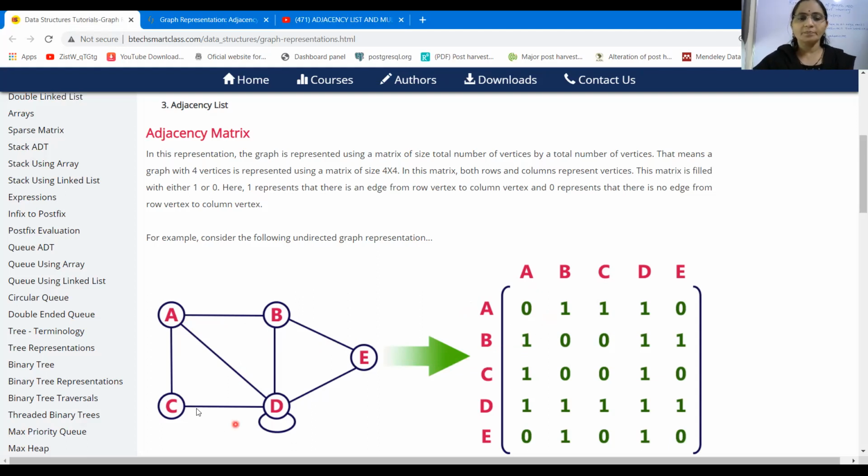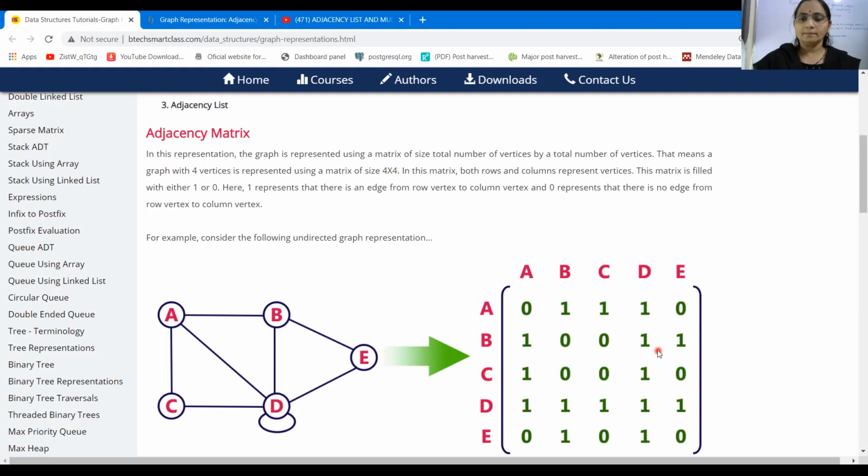Now B to B, no, there is no self loop. There is no edge starting from B and ending with B. Therefore, the value is 0. The next pair is B to C. Okay. Now you check B to C. No, there is no edge between the vertices B and C, and therefore it is represented with the 0.